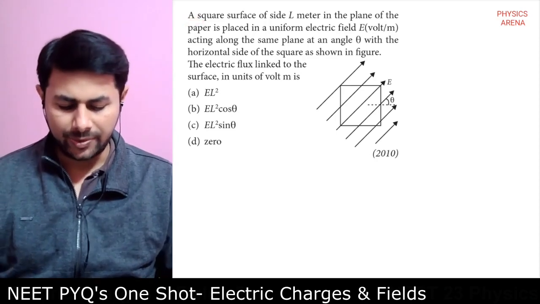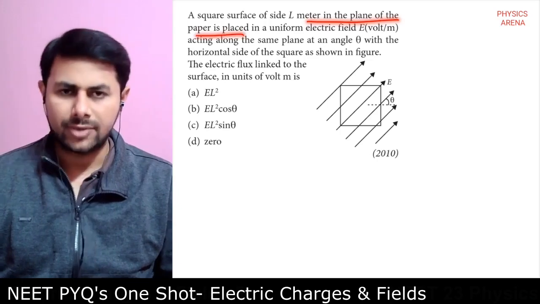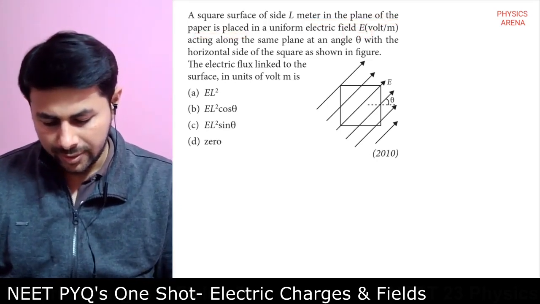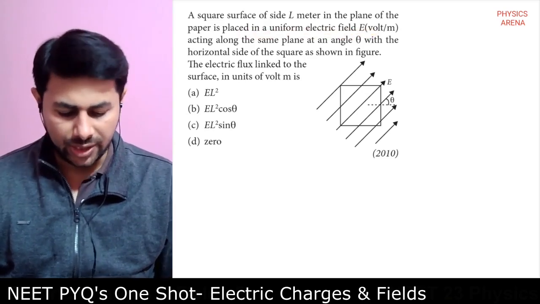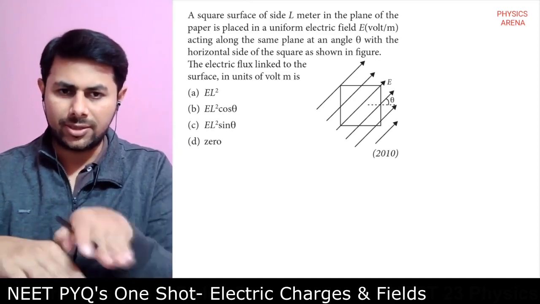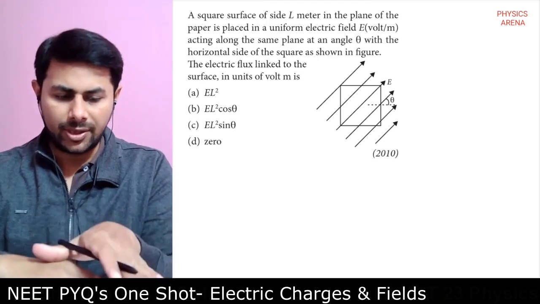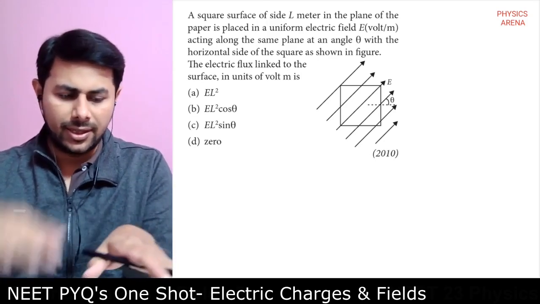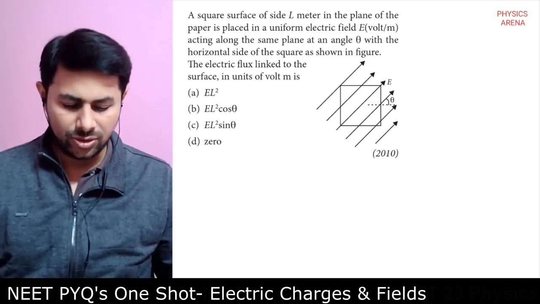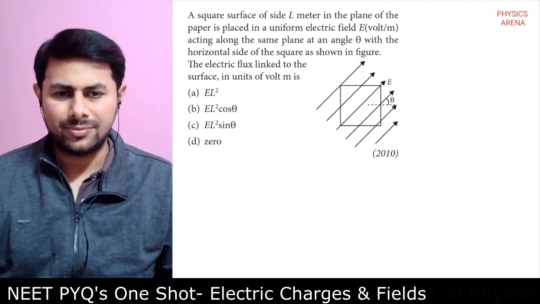So a square surface of side L meter in the plane of paper, in uniform electric field E acting along the same plane. So electric field is acting along this plane, and you are keeping a square paper. Both are in the same plane. So how much would be the electric flux passing through this paper?